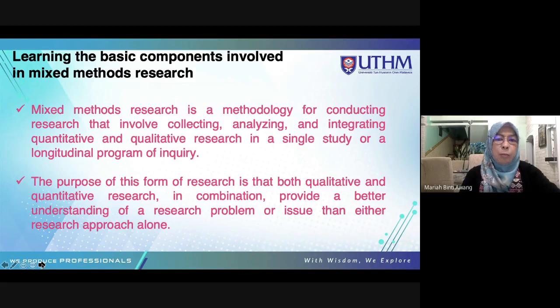So, the basic components involved in mixed methods research: mixed methods research is a methodology for conducting research that involves collecting, analyzing, and integrating quantitative and qualitative research in a single study or a longitudinal program of inquiry. The purpose of this form of research is that both qualitative and quantitative research in combination provide a better understanding of a research problem or issue than either research approach alone.